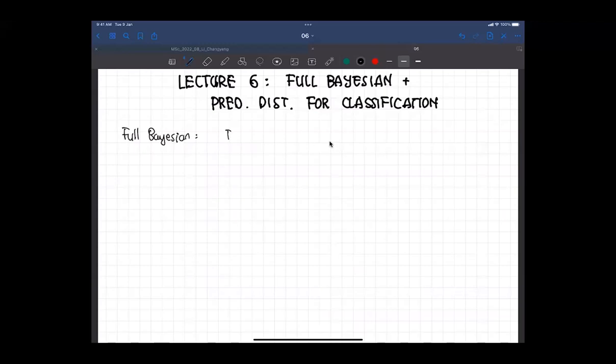So let's start with the input. What is the input that we have here for full Bayesian, for classification especially? What will be the input? Anyone? T bar. And T bar always comes with another one, which is Xn bar, because classification is likely to be Xn bar. And we have Tn bar, with n equals 1 up to the number of training samples. So this is the input in the training stage.